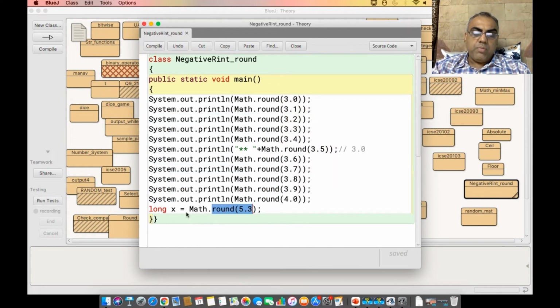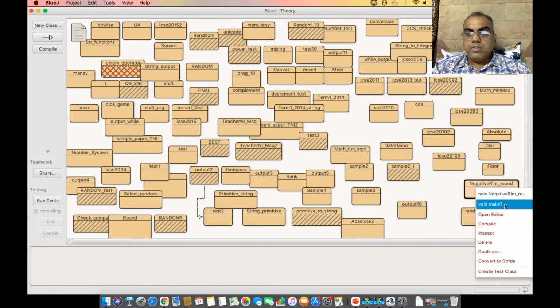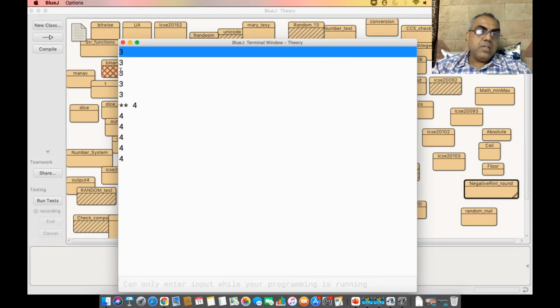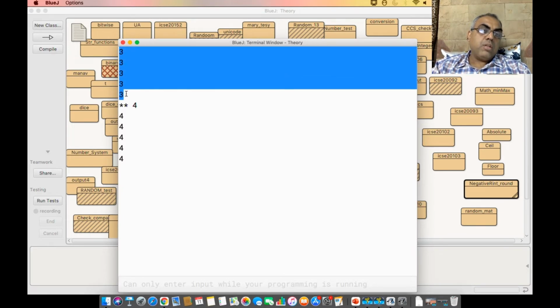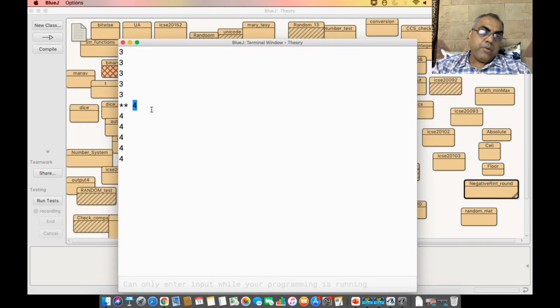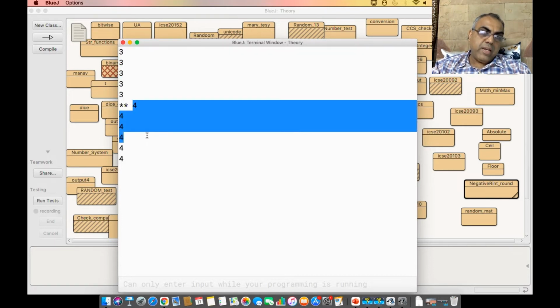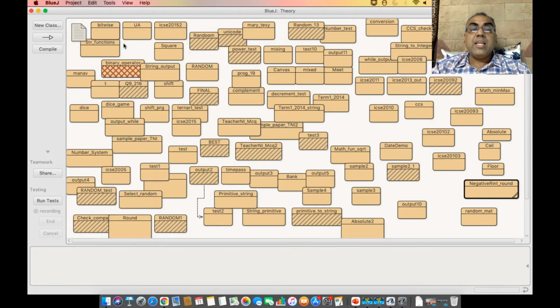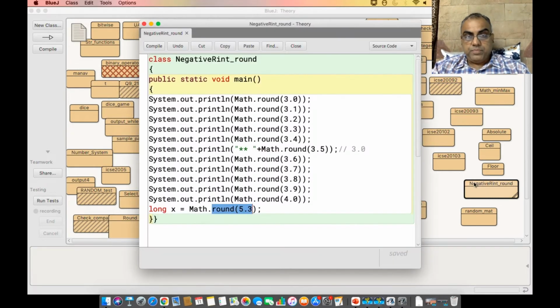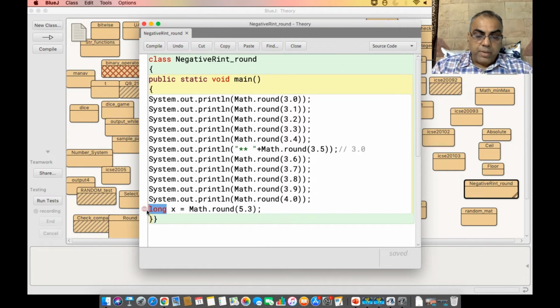This will not give you output because there is no print statement. So we will see first. You can see 3.0, 3.1, 2, 3 and 4 are all 3, and 3.5, 6, 7, 8, 9 give 4, and 4.0 remains 4. So your answer is an integer, not a decimal. Very important. Round is a very specific function with an integer type, but it has to be long type and not int type.